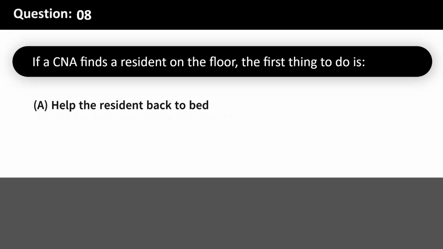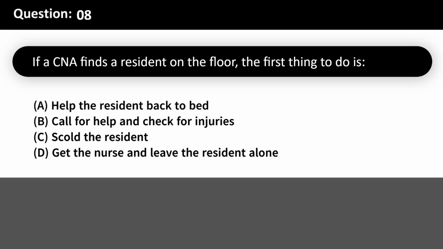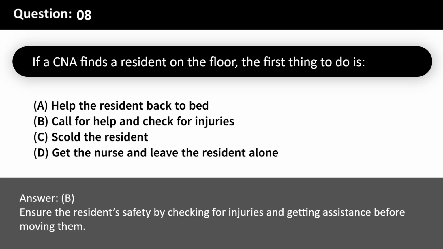If a CNA finds a resident on the floor, the first thing to do is: A. Help the resident back to bed. B. Call for help and check for injuries. C. Scold the resident. D. Get the nurse and leave the resident alone. Answer: B. Ensure the resident's safety by checking for injuries and getting assistance before moving them.